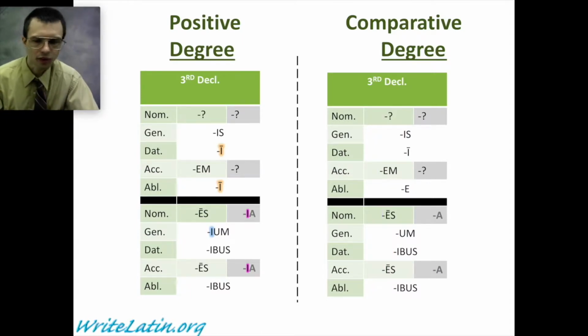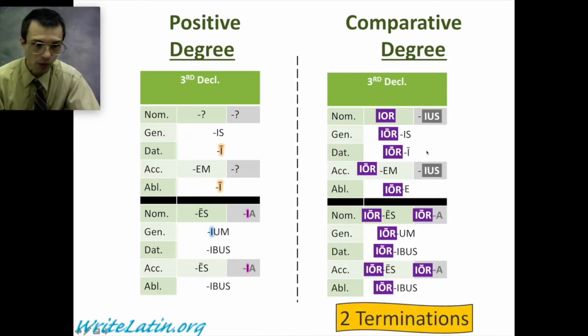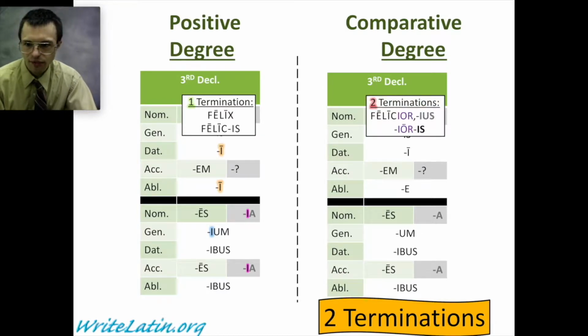Well, what are you going to do? Obviously, you're just going to insert IOR. It's so simple. The endings will stay the same: is, e, or IUS, of course, because it's two terminations. So Felix is going to become Felicior or Felicius. It was one termination over here on the left, but it's two terminations over there on the right. But it's still the same stem, Felic. You just put on IOR or IUS.